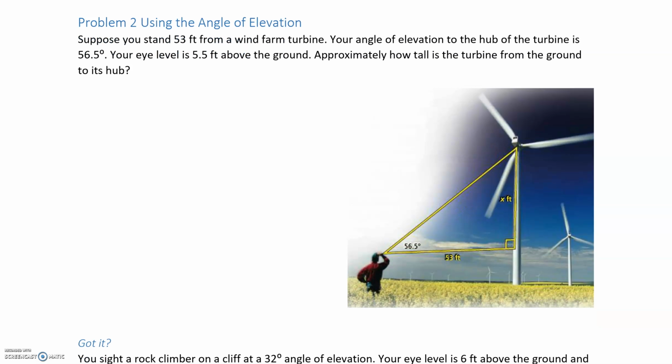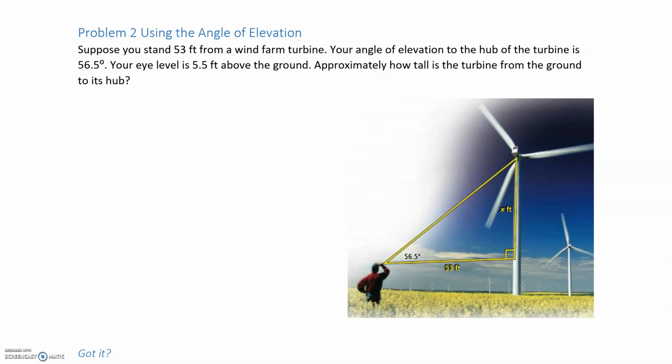Okay. So right now, we're standing about 53 feet away from this wind turbine. Our angle of elevation is going to be this 56.5 angle. If my eye level is about 5.5 feet off the ground, we want to figure out how tall the turbine is from the ground all the way up to its hub. So we need to find this X right here, and then we're going to add that 5.5 to it.